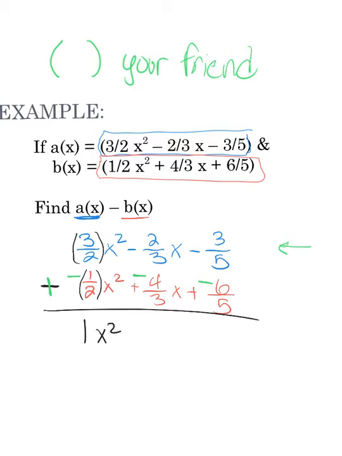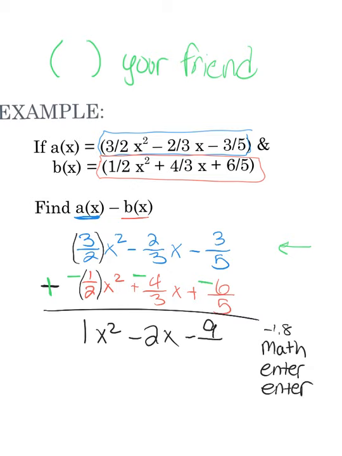On your calculator, if you have negative 2/3 and we want to add negative 4/3, sorry, and we hit enter, we get negative 2x. And then for the last column there, we've got negative 3/5, and we're going to add negative 6/5. And when I did it on my calculator just now, I got negative 1.8. If I hit the math button, and then I hit enter, enter, it will convert it to a fraction, and that becomes negative 9/5.